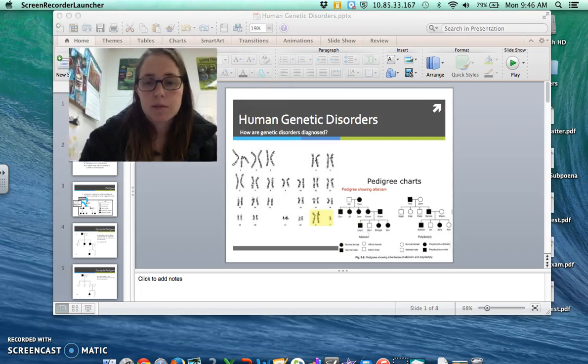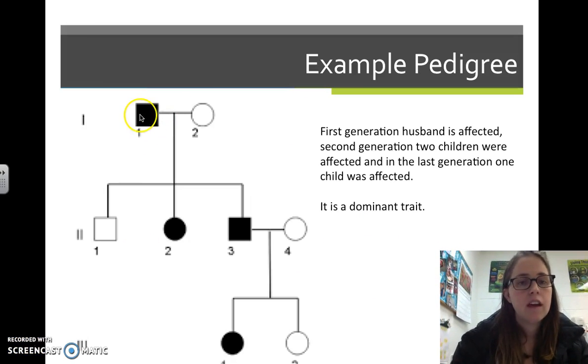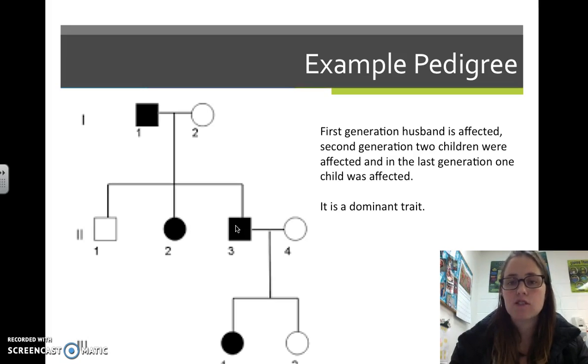So we're going to look at this one first. We have an affected individual, not affected, affected, affected, not affected. So that means that we know it's dominant, okay, because this guy has it and two of his kids have it. A lot of people in this diagram have it, so it has to be a dominant trait.